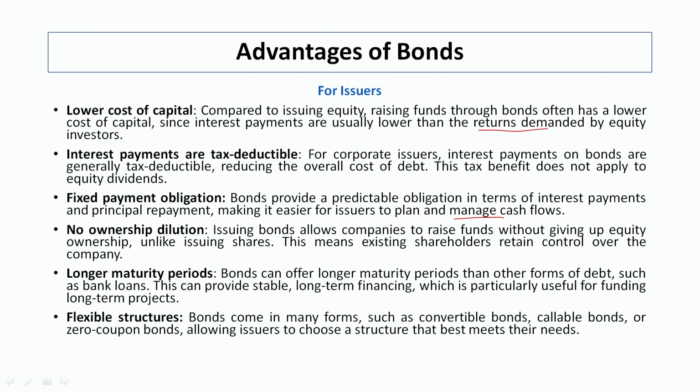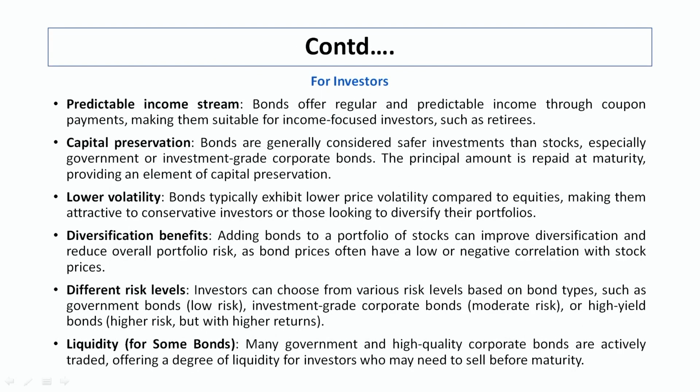Next is flexible structures. A bond can be of any form depending upon the requirement. They can be convertible bonds, callable bonds, or puttable bonds, depending upon the requirement of the company. They can issue different variants of bonds. Now, what are the advantages for the investors?